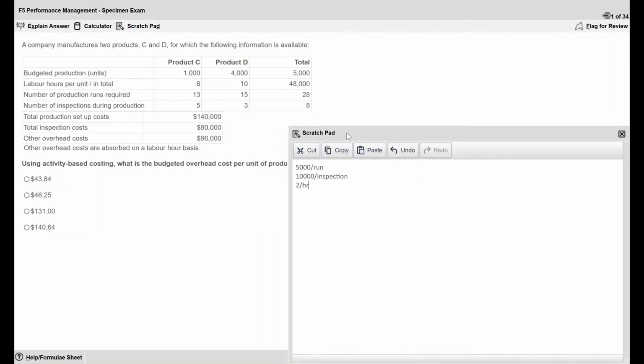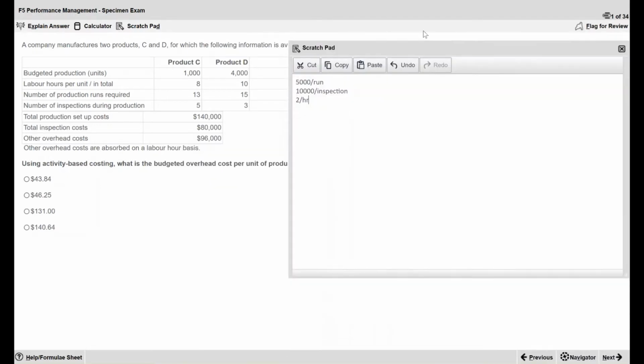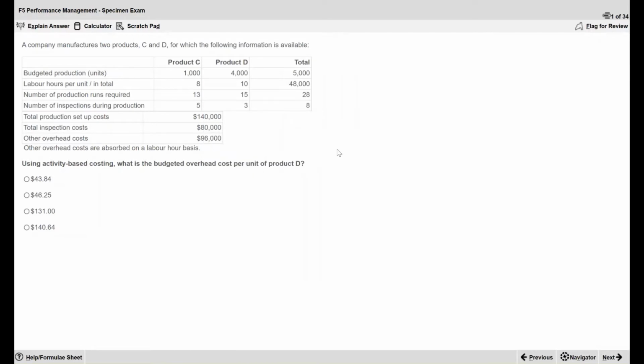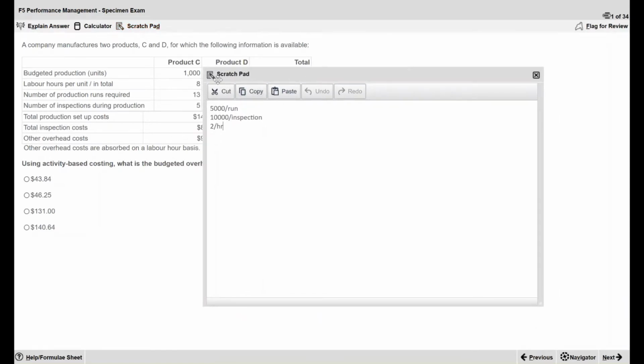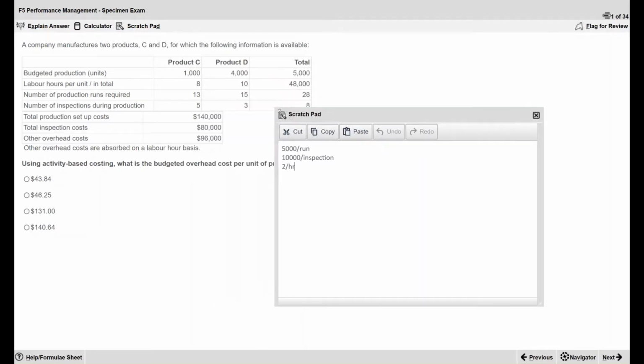So they are asking about product D, I believe. Yeah, it is product D. So we don't need this information. We have found the cost per activity. Now we have to see how much activity is used by product D.